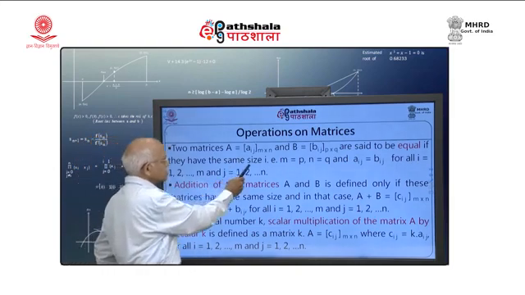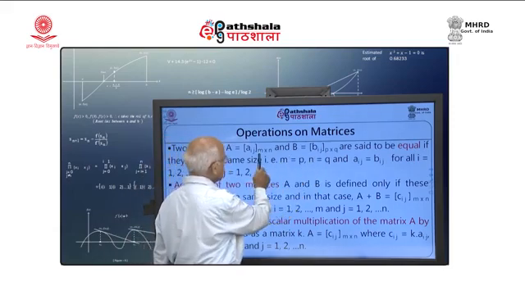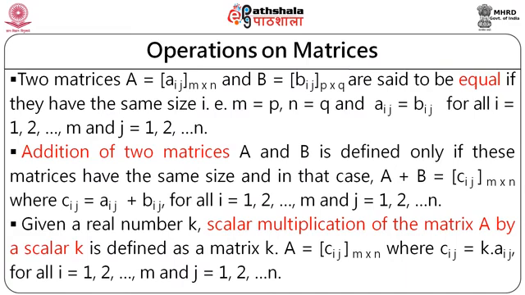So, if they have the same size, that is m is equal to p and n is equal to q. So, the number of rows should be the same, the number of columns should be the same, and Aij should be equal to Bij for all i equal to 1, 2, 3 up to m and j equal to 1, 2, 3 up to n. Then only we will say that the two matrices are exactly equal.